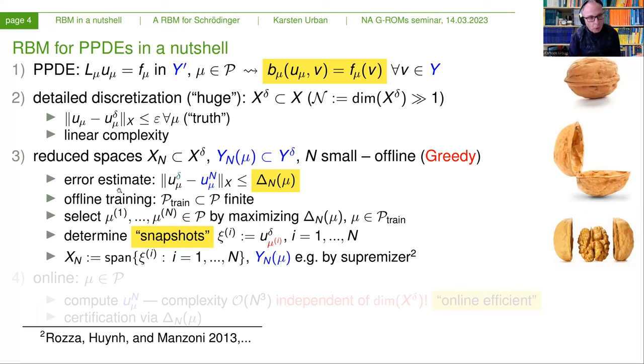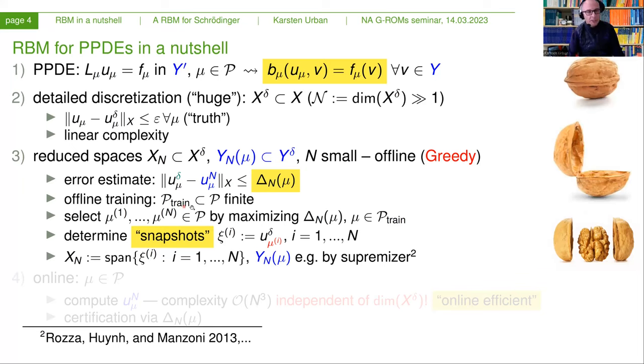Then our goal is always to come up with an error estimate where you take the difference between the exact state and the reduced approximation, sometimes with the delta, sometimes without the delta. The important thing is that we always have a good upper bound in the sense that this error is less or equal to this delta N, and this delta N needs to be computable in a fast manner.